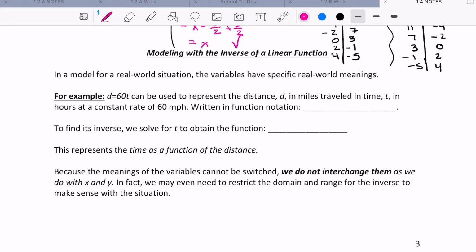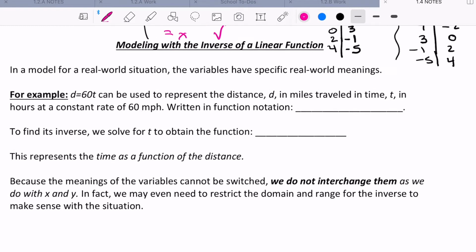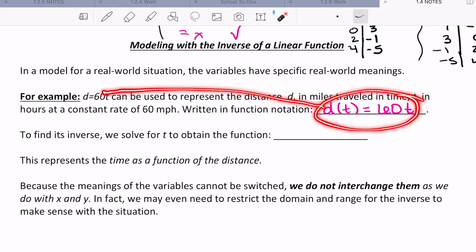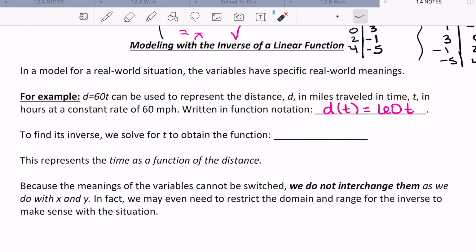Written in function notation, we do not change our variables. In this case, we know that distance depends on time. So d of t would be equal to 60t. And you can see our function is exactly the same as the original, d equals 60t. Function notation means we just changed it into distance depending on time, so d of t. To find its inverse, we solve for t.